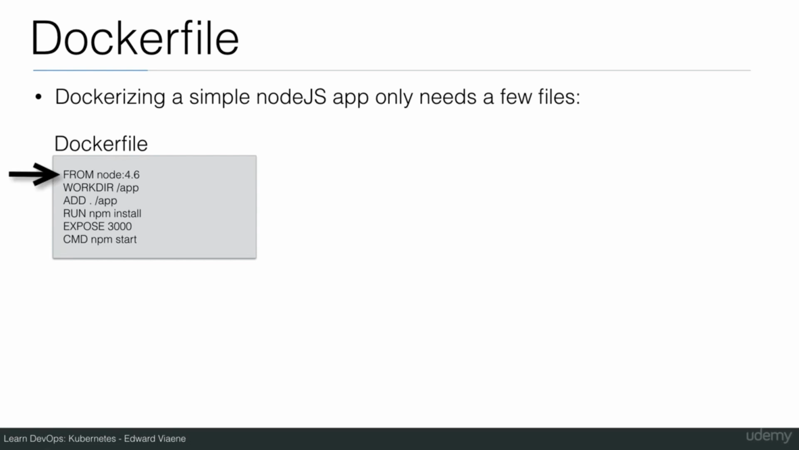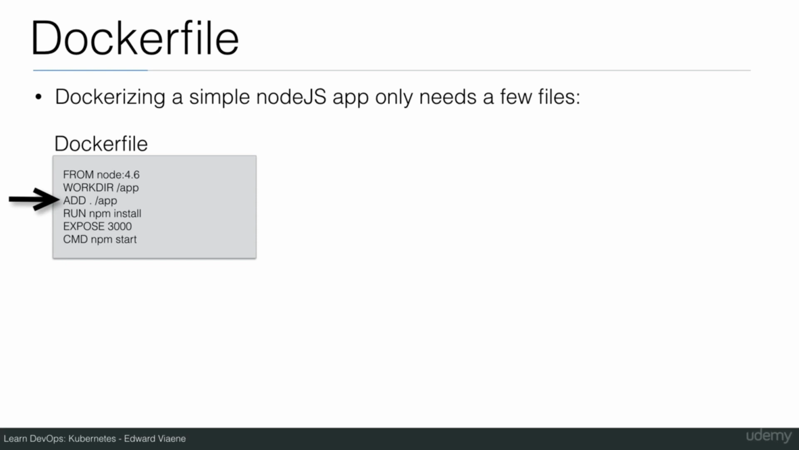First line, from Node 4.6, we are saying our image is going to be based on the Node image. This Node image is publicly available. Docker will download version 4.6 from this official Node image. Our work directory is going to be /app. In this Linux environment that comes from Node, we are going to create the directory /app.